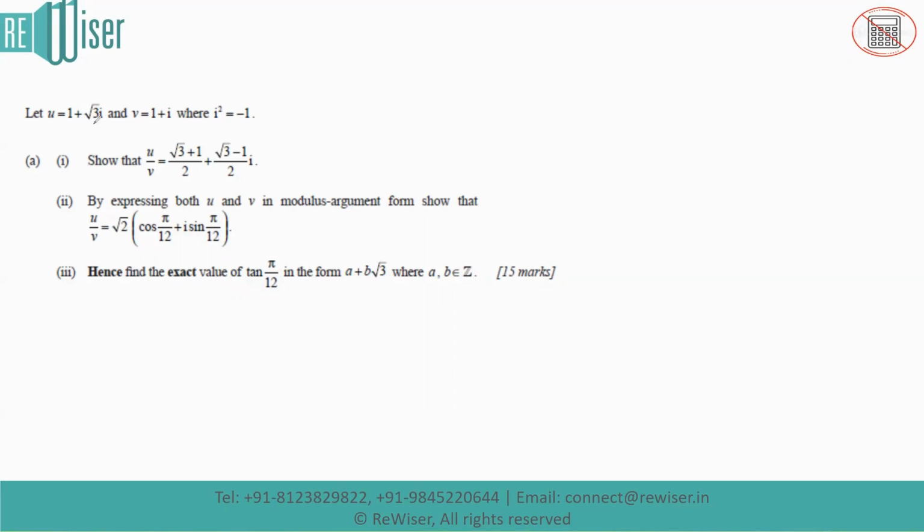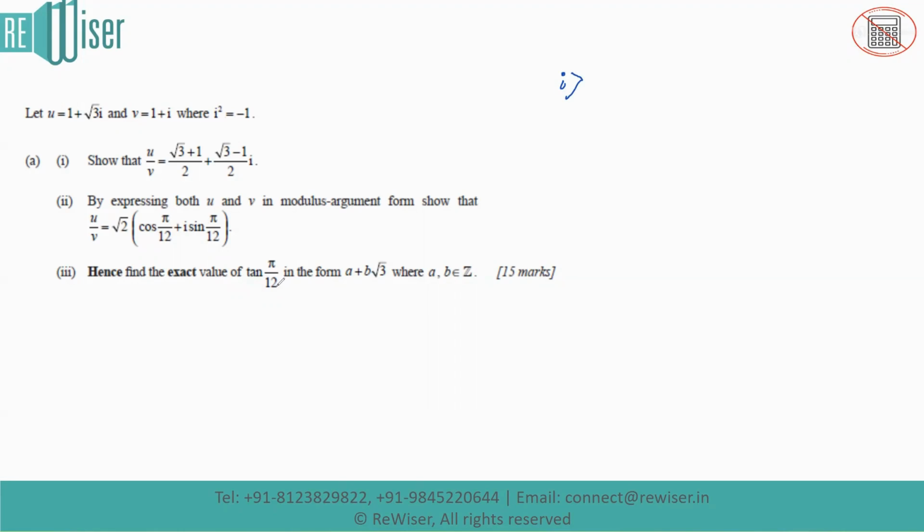u is equal to 1 plus root 3i and v is equal to 1 plus i. And we know this i is an imaginary number and the value of i is square root of -1. That is the reason we have i square as -1. So for part A, part 1, all we have to do is show that u over v is this.